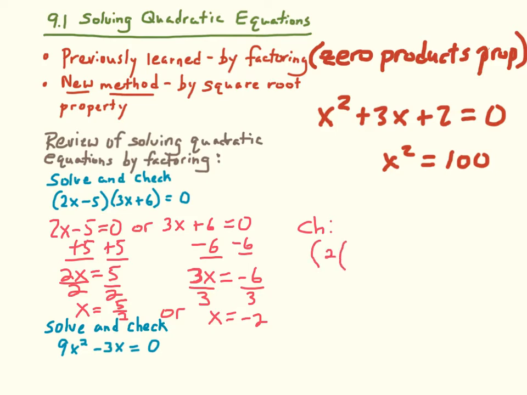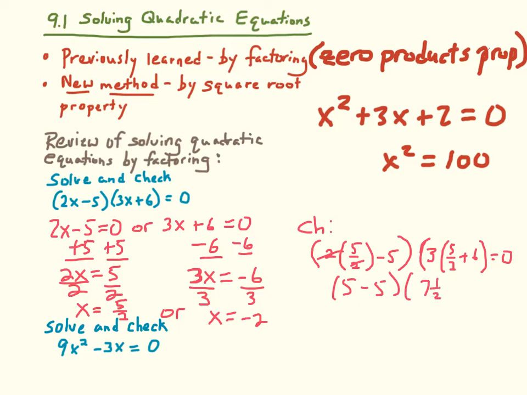2 times 5 halves minus 5, times 3 times 5 halves plus 6, and so that'll be 5 minus 5 after I cancel these 2's out, times 7.5 plus 6, so that's 0 times 13.5 equals 0, and that's true. By the way, I'm asking myself that. So 0 does equal 0.